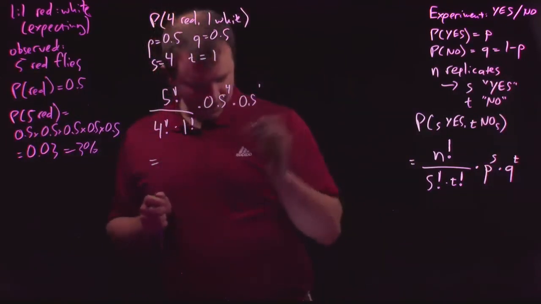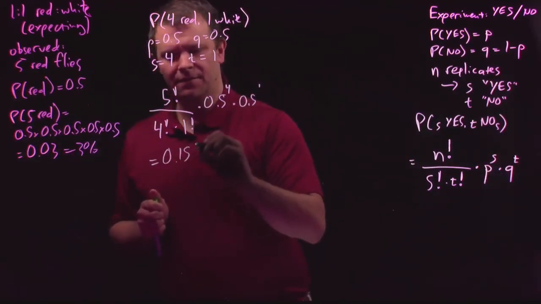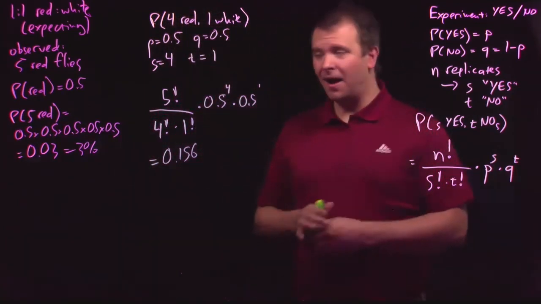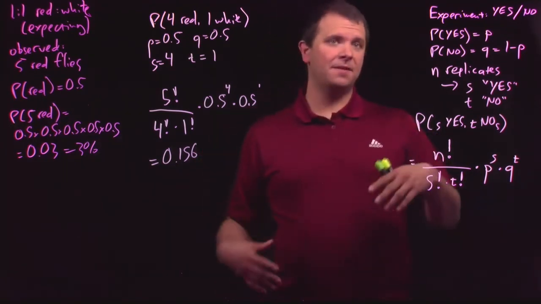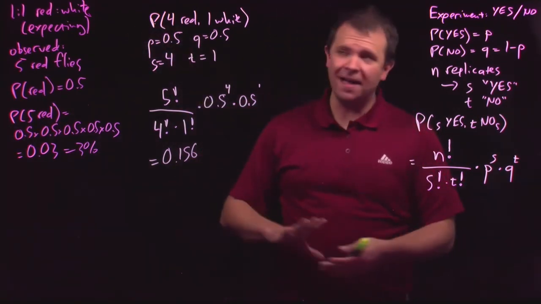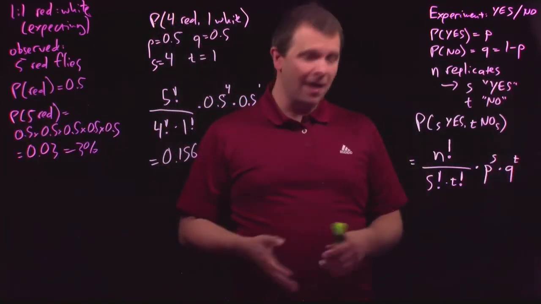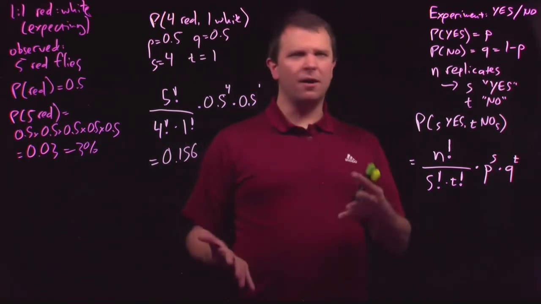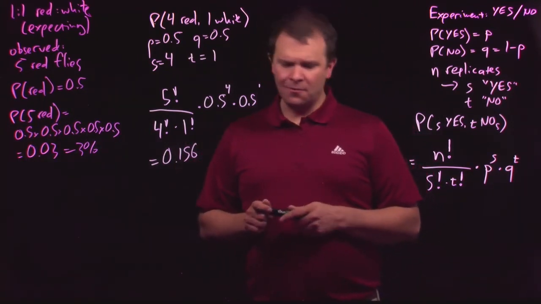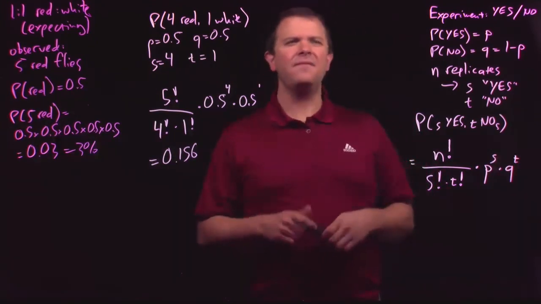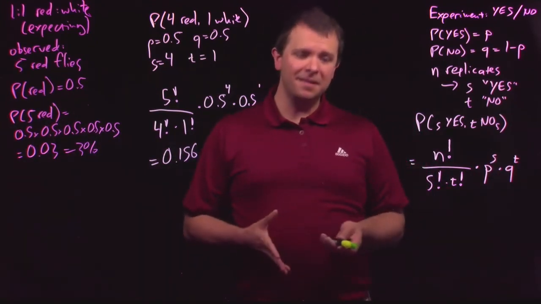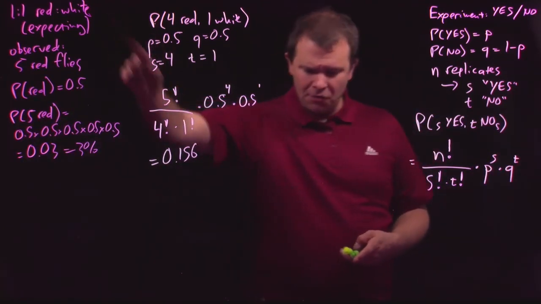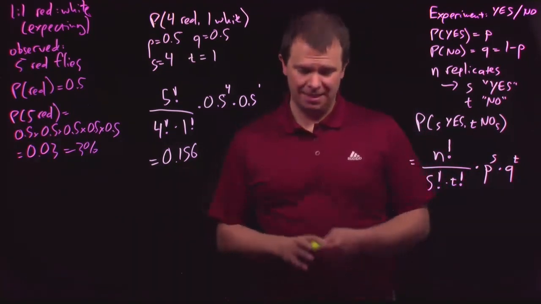Plug that into our calculator and we get 0.156. So the probability of doing this experiment 5 times, looking at 5 independent flies and seeing 4 red eyes and 1 white eye, 4 flies with red eyes and 1 fly with white eyes, I should say, is approximately 15%. And so the binomial distribution can help us come to grips with the probability of a certain outcome if we already know what the pattern of inheritance is.